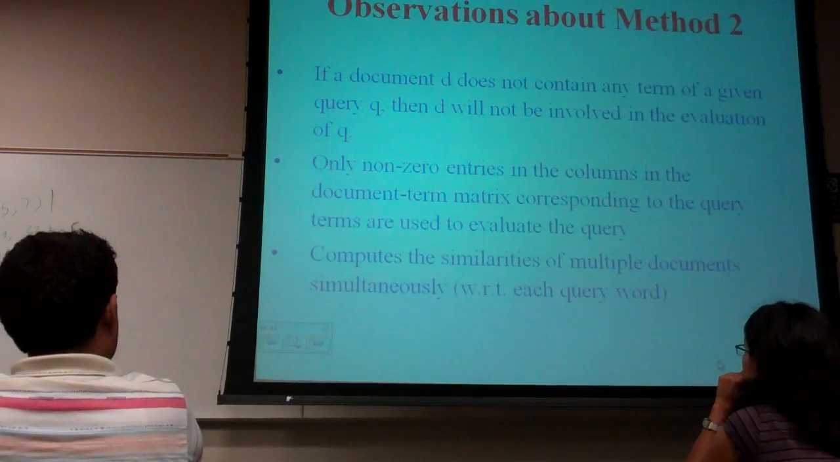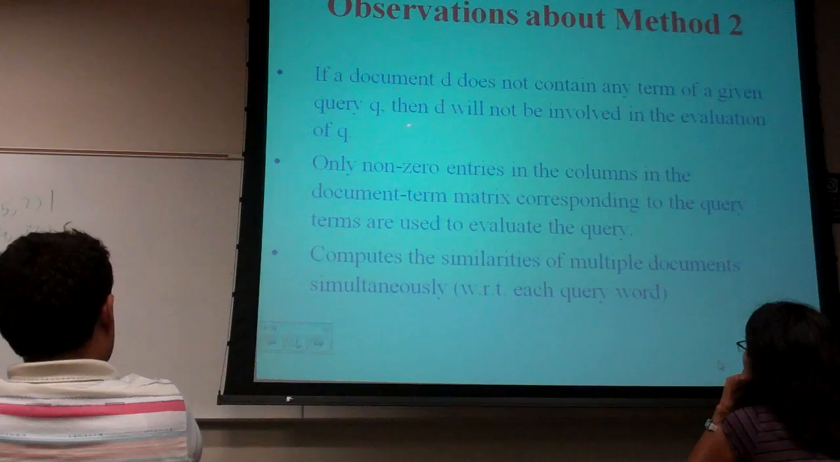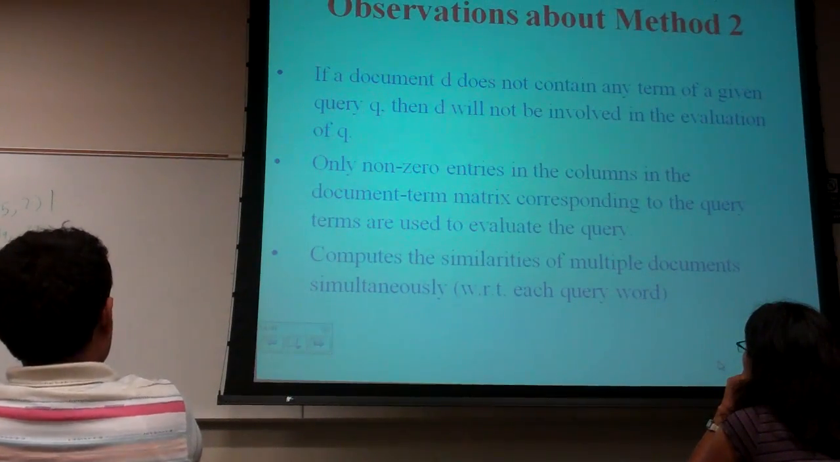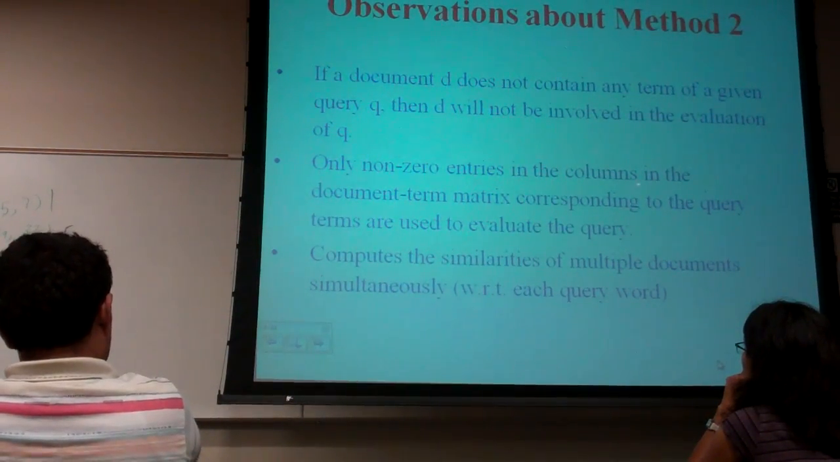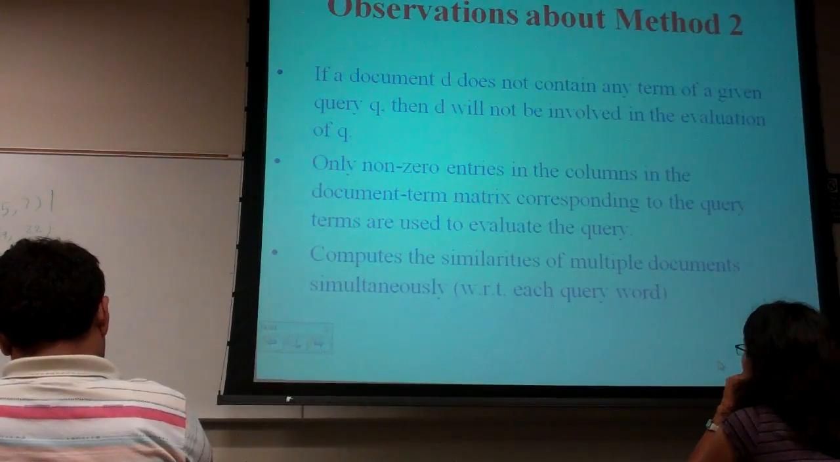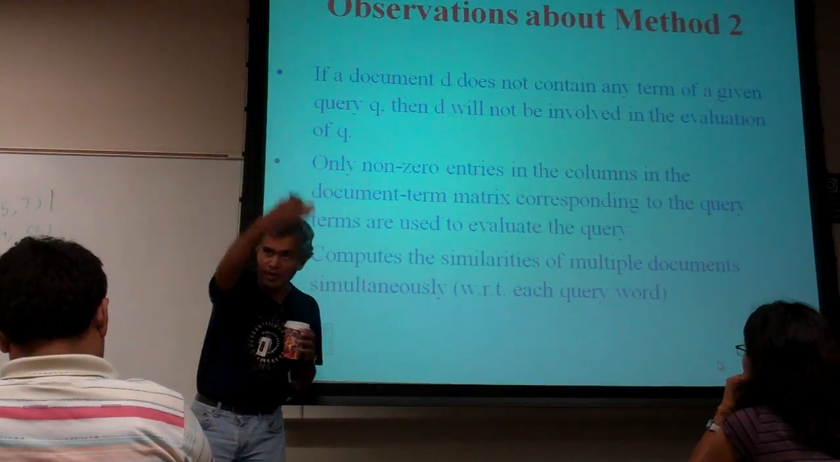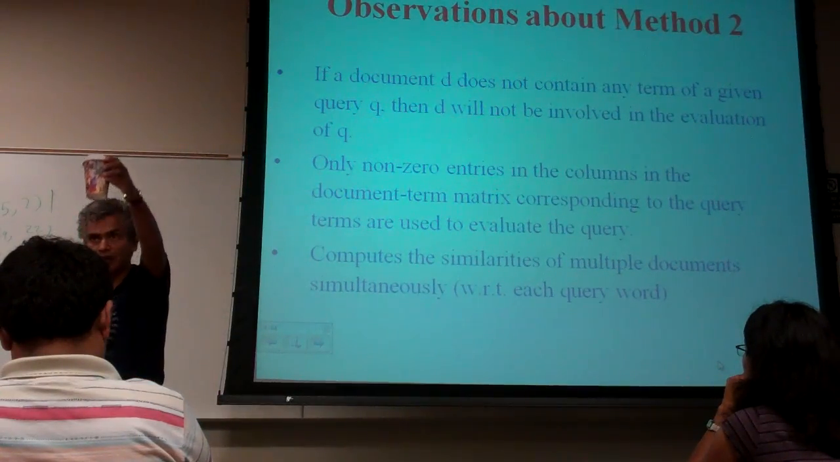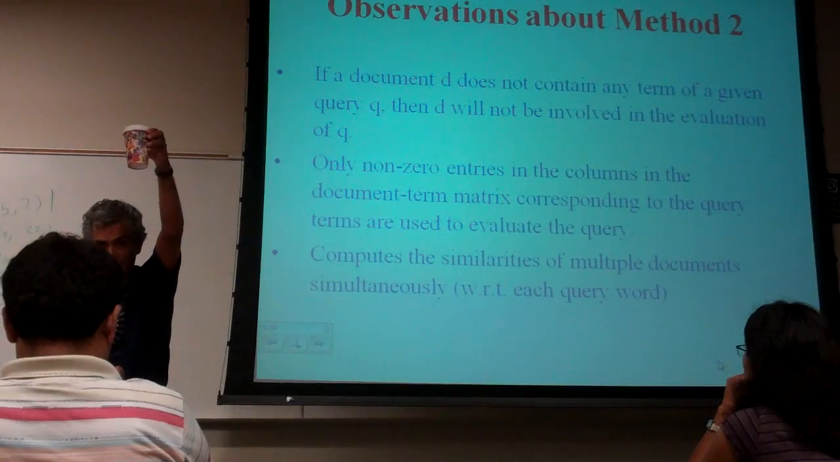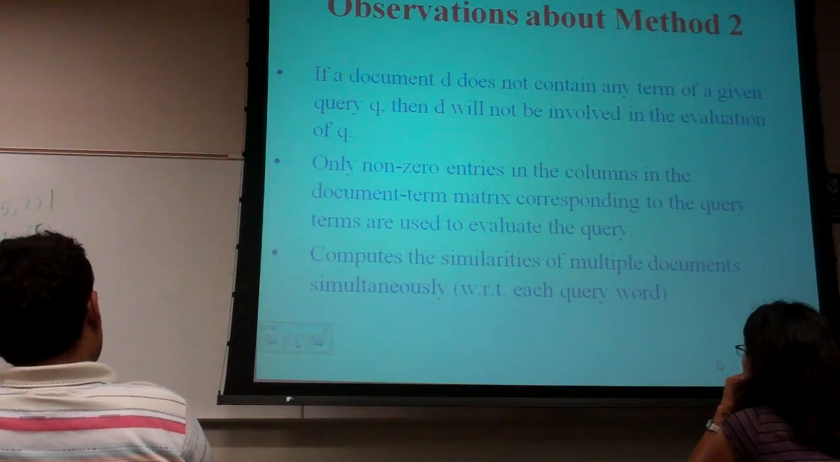Again, this is just saying the obvious: if D doesn't contain any term of a given query Q, then D will not be involved in the evaluation of Q at all. Only non-zero entries in the columns of the document-term matrix corresponding to the query terms are used in evaluating the query. And finally, all the document similarities are being kept, and you're computing the relevant document similarities with respect to term one, then term two, and then term three, and adding them up. At the end, you have all the document similarities at the same time.